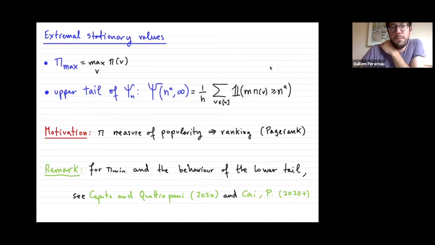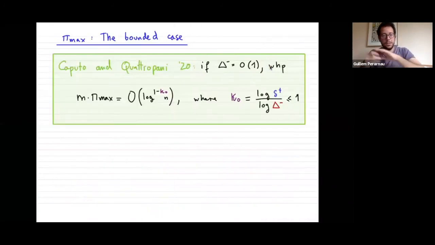This is like the less popular, but still a bit popular, vertex in your directed configuration model, and you can look at these two papers. So okay, let's talk about pi max.